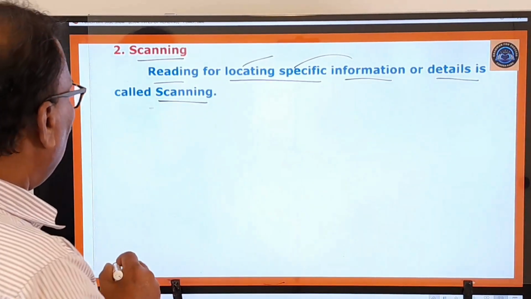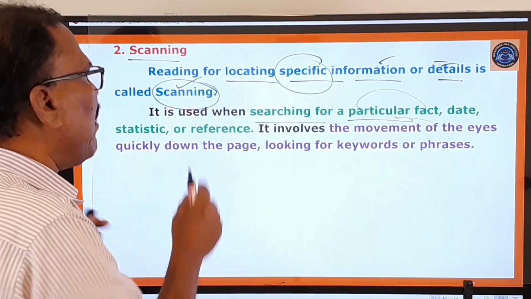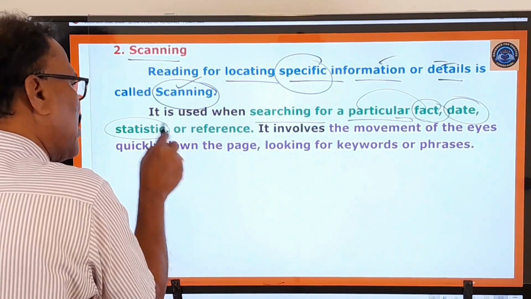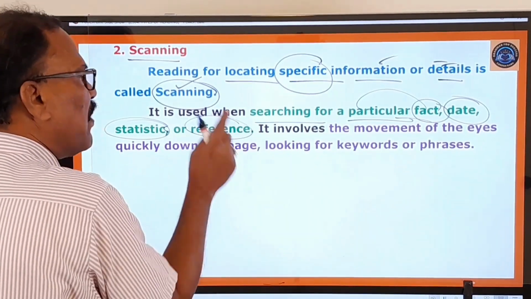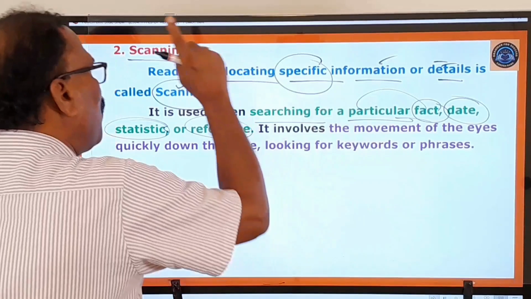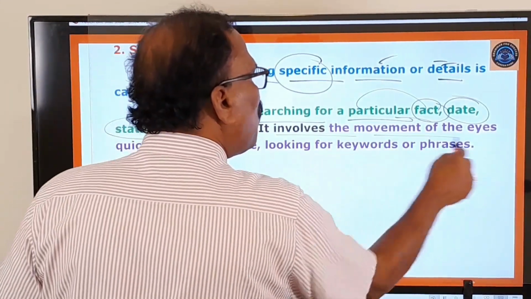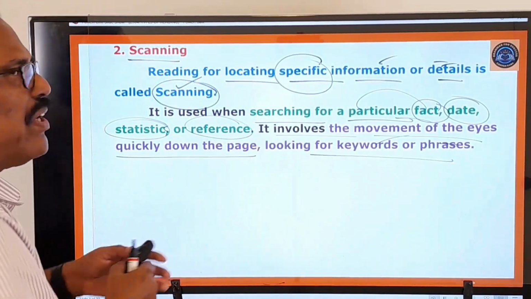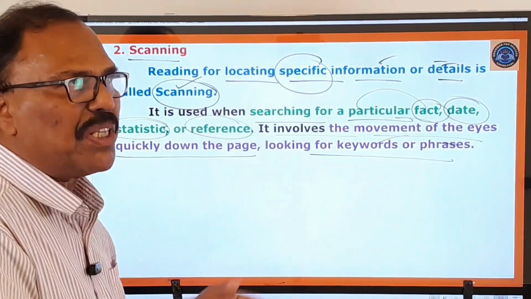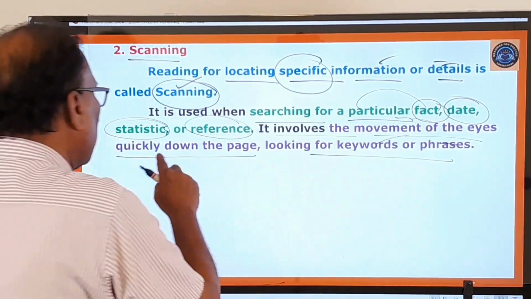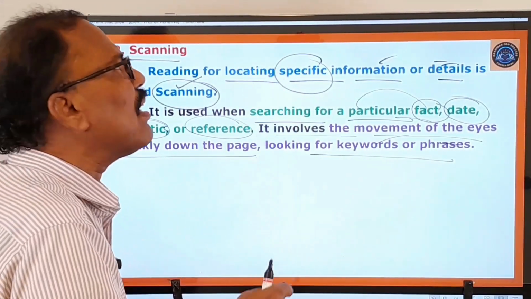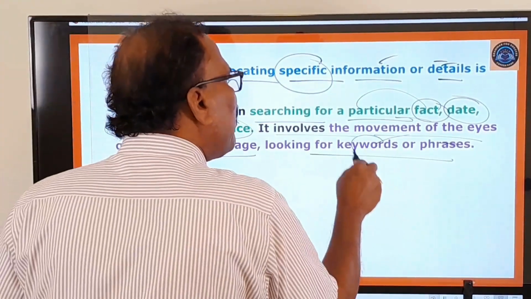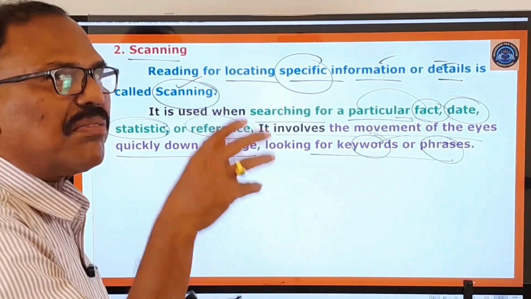Here, when do we take up this reading? Whenever we search for a particular fact or date or some statistics or some reference. For searching for these things only we go for this reading, and it involves the movement of the eyes quickly down the page looking for keywords and phrases. How do we read for getting specific information? We just move the eyes quickly down the page, looking for keywords or phrases or whatever things you are searching for.